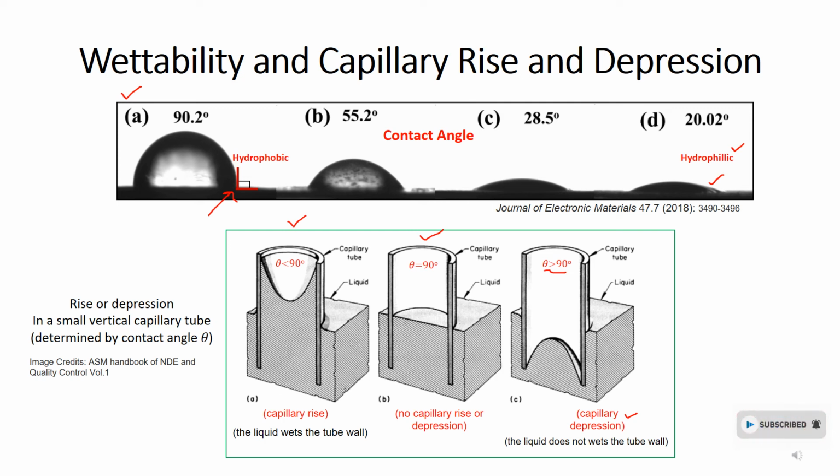So due to the contact angle, the phenomenon of wettability occurs, and because of the contact angle and the wettability, capillary rise and depression occur in a thin tube. And capillary action is the phenomenon due to which the penetrant seeps inside the crack. Here you can think of the paradox that the phenomenon which is responsible for the penetrant going inside the crack is also responsible for its removal from the crack.